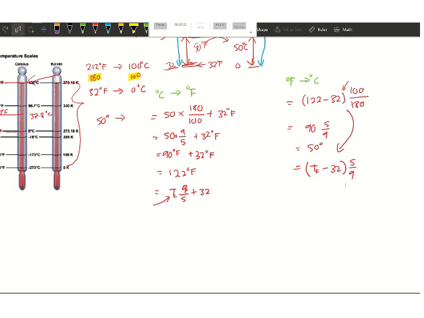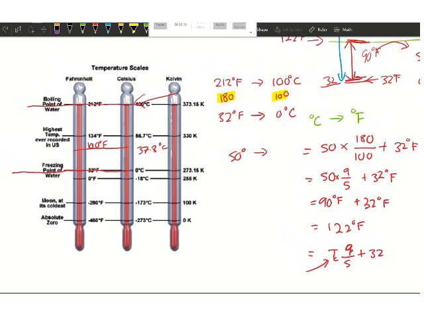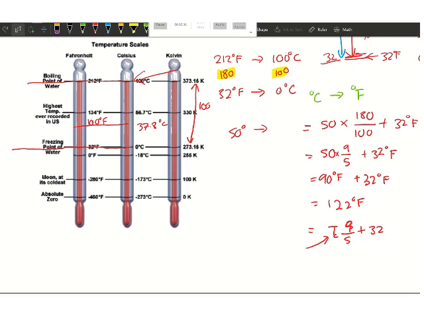So what about Kelvin? Let's go back to this picture. If you look at the Kelvin, the difference between 100 degrees Celsius and 0, 373.15 minus 273.15, also gives you a 100 gap, although Kelvin does not use degrees.